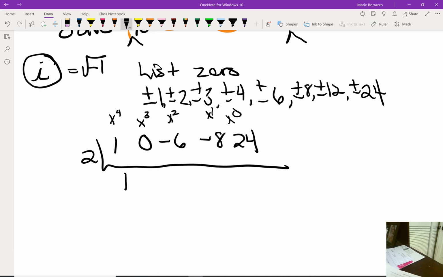So we drop the 1. 2 times 1 is 2. 0 plus 2 is 2.